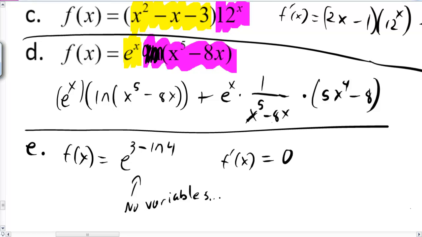So I just want to remind you guys, don't get fooled by e to the something or natural log of something. If there's no variable, there's no derivative. Well, there is a derivative. The derivative is just 0.